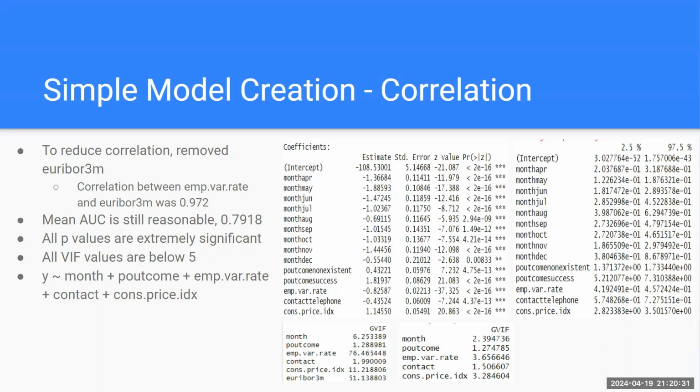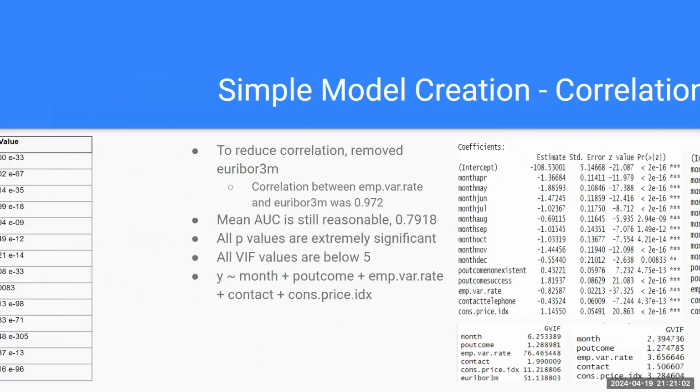So we decided to remove the Euribor metric, and that greatly reduced the VIF scores, but it still had a reasonable out-of-sample AUC. Looking at that slightly reduced model with 5 variables, all the p-values were significant and all the VIF scores were low, so we decided to proceed with this model. The 5 variables chosen were month, p-outcome, employee variation rate, contact, and consumer price index.